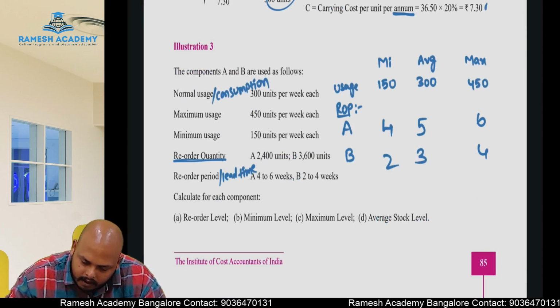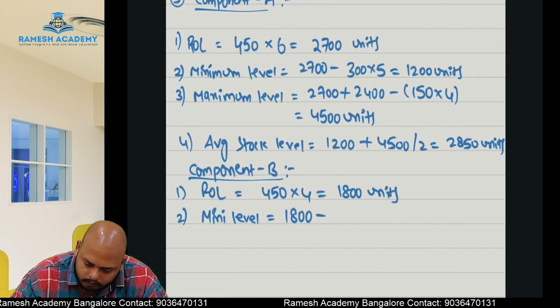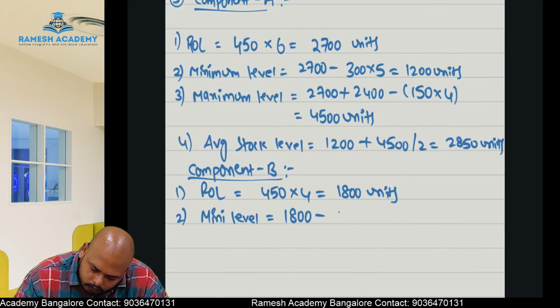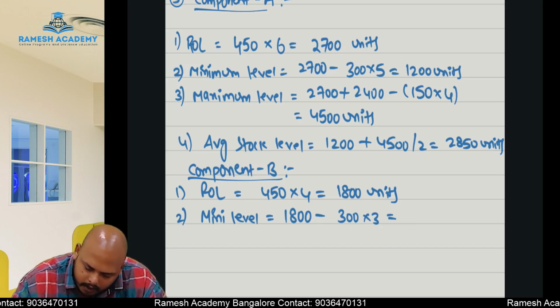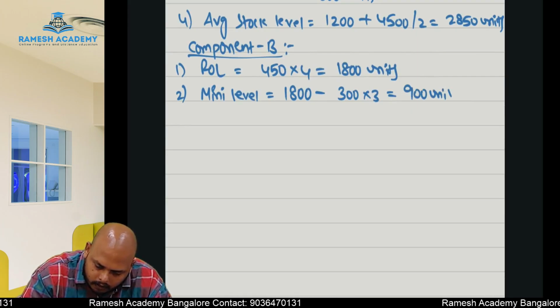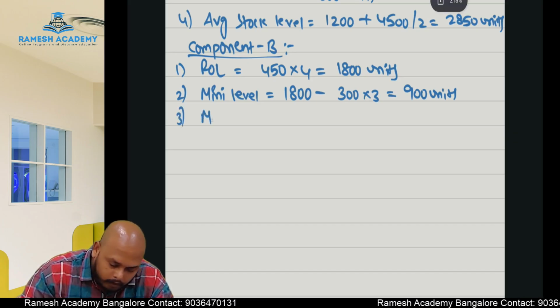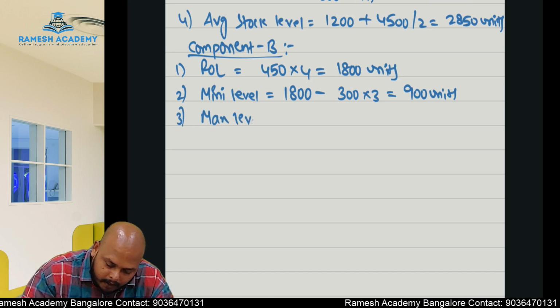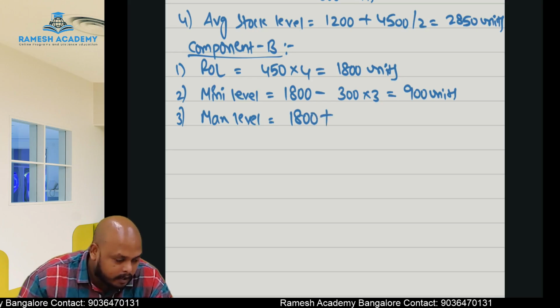Let us see here. Average consumption is how much? 300, into lead time, how much? 3. 1800 minus 900 is nothing but 900 units, Nana. Next, third one is maximum level. Maximum level is equal to what is the formula? Reorder level plus reorder quantity.